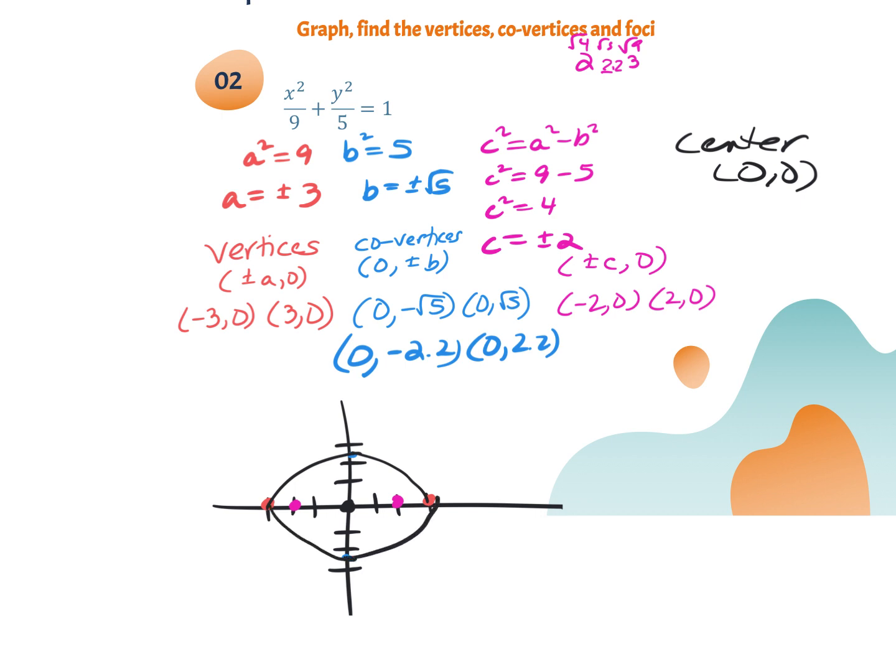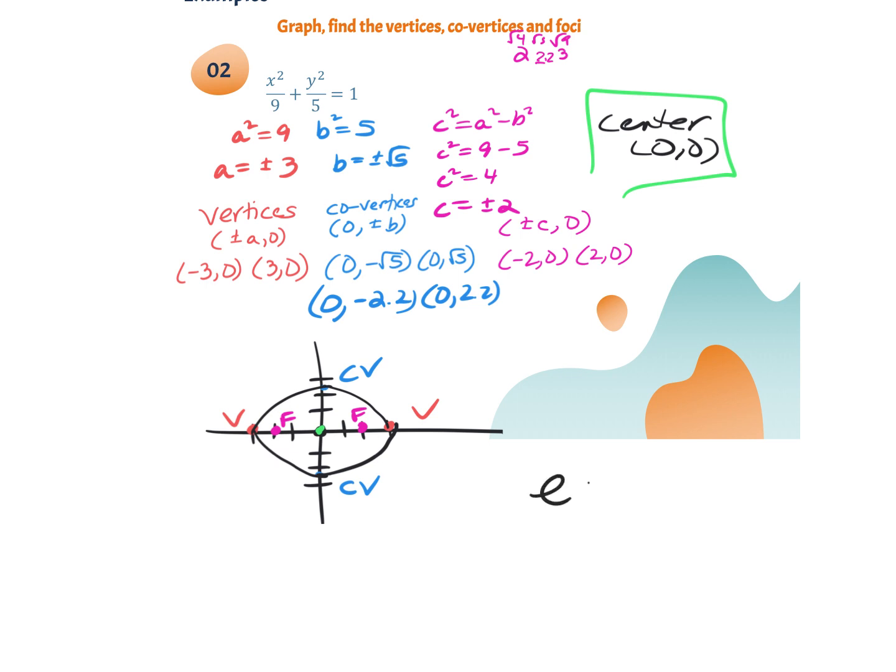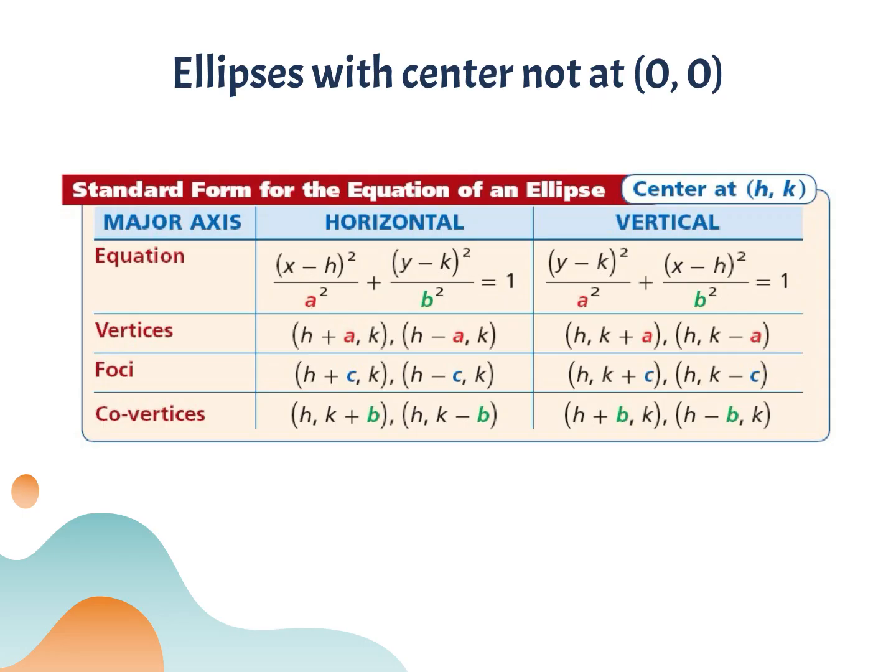And there's your ellipse. So these are vertices. The blue ones are co-vertices. And the pink ones are the foci. And then the black one right in the middle, I'll make it green. That's going to be your center point. Your eccentricity, remember, is just C over A. C was 2, A was 3. So 2/3.